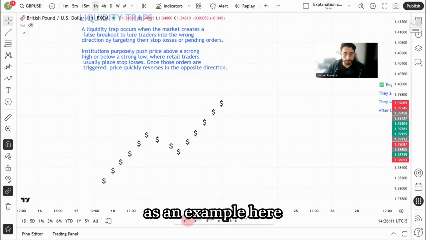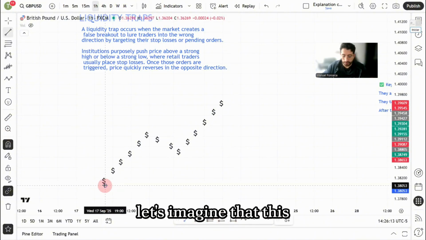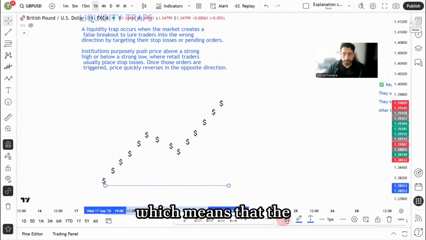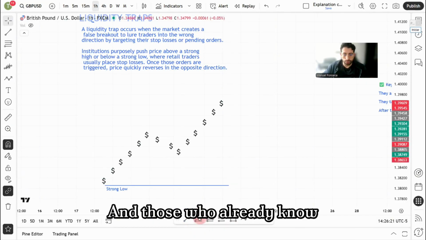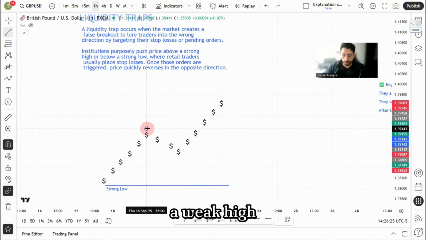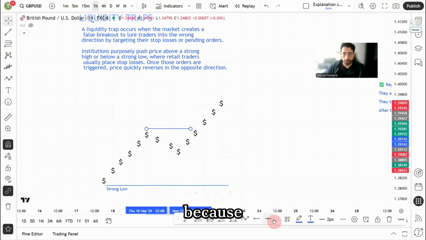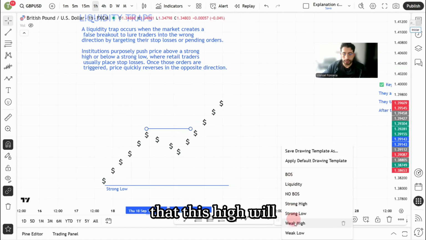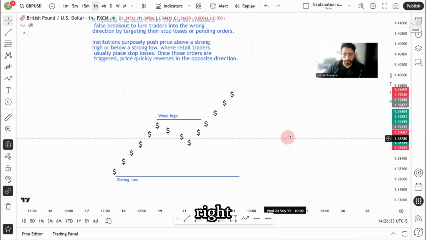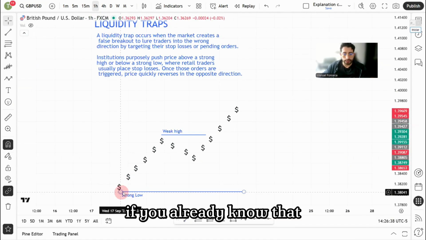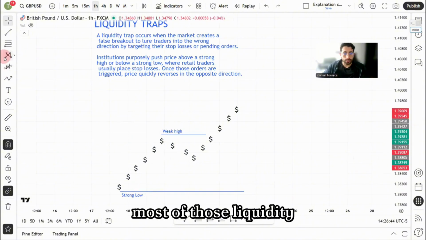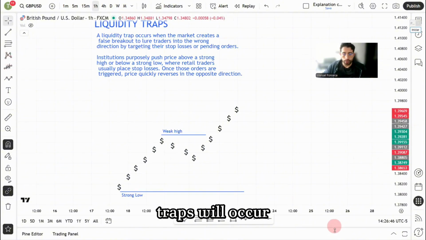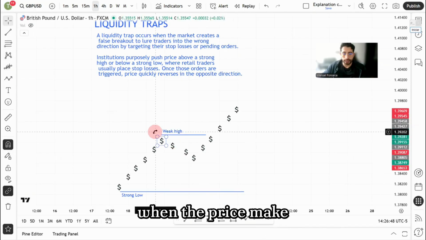As an example, let's imagine that this is a strong low, which means it is mainly an uptrend, and for those who already know, this will become a weak high. It's called weak because there's more possibility that this high will be broken. If you already know that the price is in a bullish trend, most of those liquidity traps will occur when the price makes a weak high.